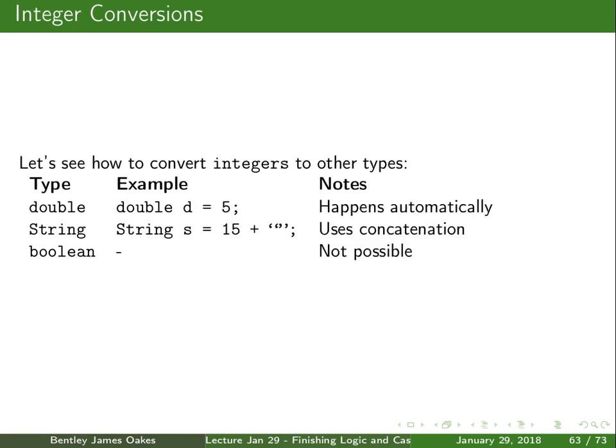Okay. So if you want to convert an integer to another type, if you want to convert an int to a double, you just assign it, and Java does the conversion automatically. If you want to convert an integer into a string, you use concatenation, with this little trick where you have the two quotation marks right next to each other, and this uses concatenation. It will make a 1 and a 5 into a string. And you can't turn an integer into a Boolean.